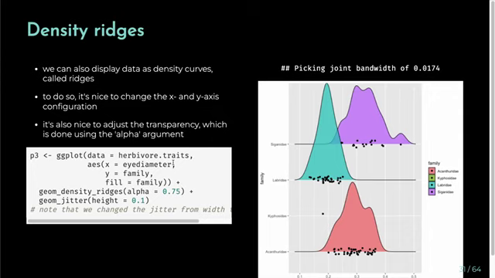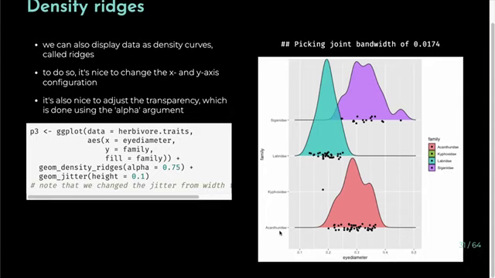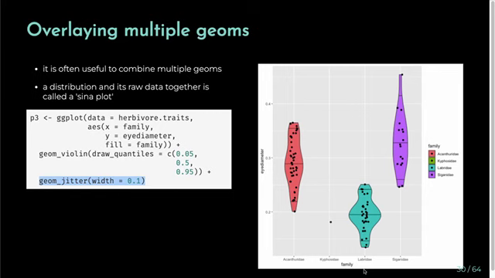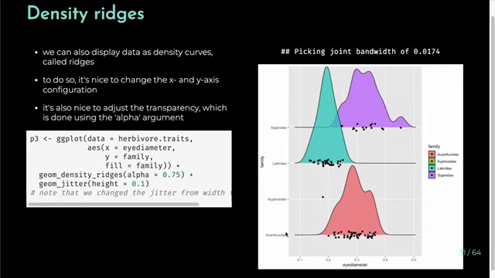Finally, we can also use what are called density curves. In this case, these are density ridges, and for these, it's actually quite nice to change the orientation or to flip the axes. So now we have eye diameter on the x. Previously, as you can see here, we had eye diameter on the y. Now we have it on the x just because we want our ridges to look like a mountain range.